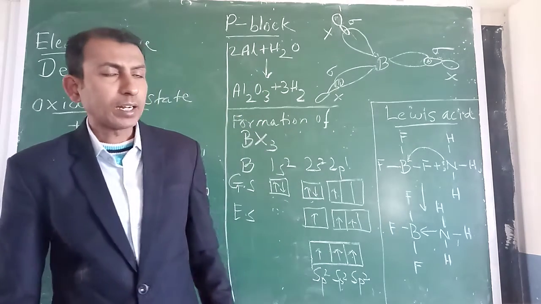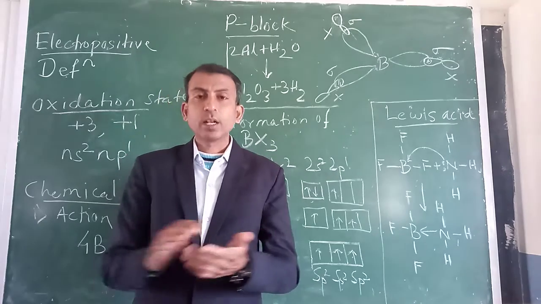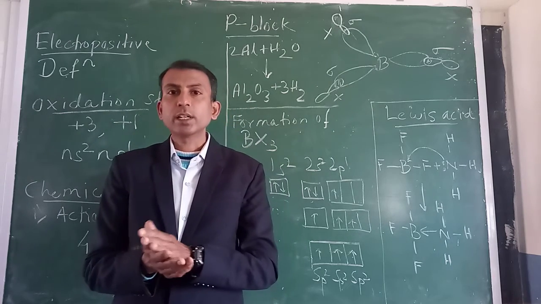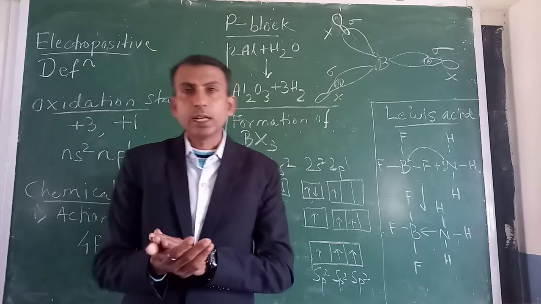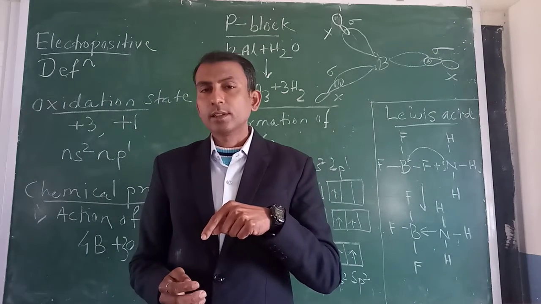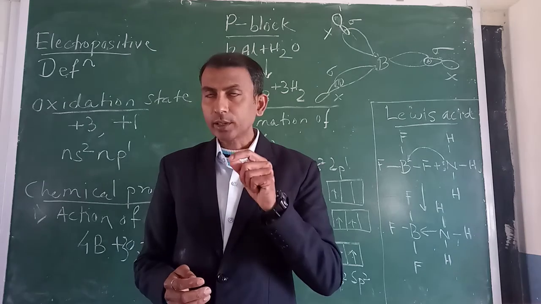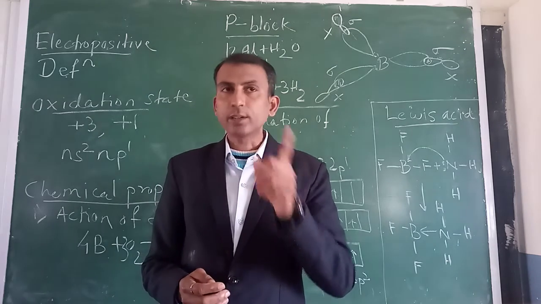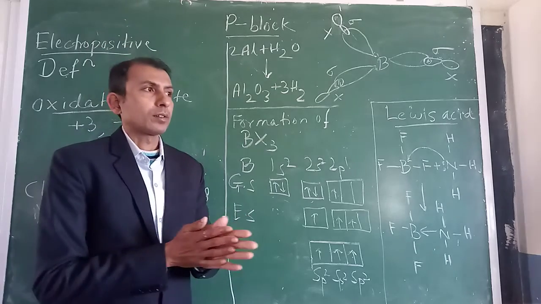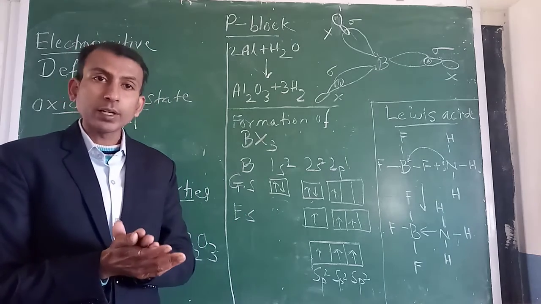So group 13 elements, boron family, are electropositive because they can also donate electrons. But the electropositivity of group 13 elements is slightly lower as compared to group 1 and group 2 elements. Okay, because the last electron is present in the p orbital, that's why.